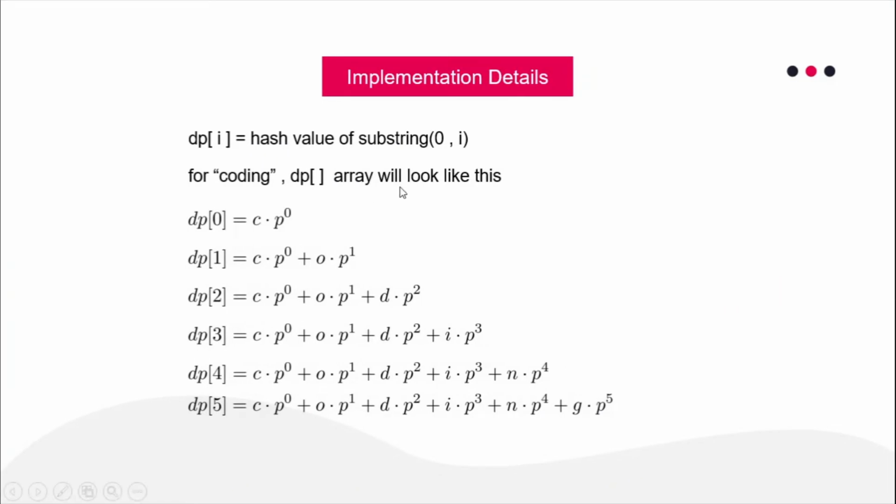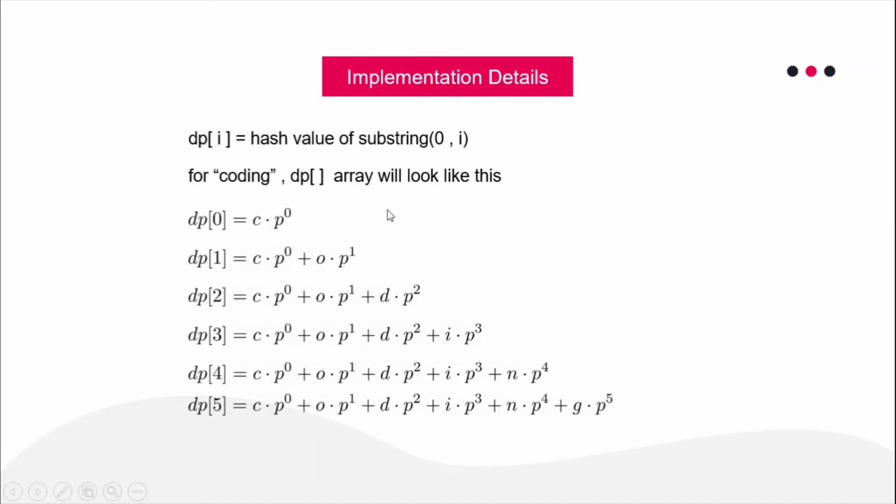So I'll be having a dp array. dp of i would store the hash value of the substring from 0 to index i. If I have the string "coding", then the dp array would look something like this. dp of 0 would store the value c times p raised to power 0. dp of 1 would store the hash value of the substring from 0 to 1. You see, the hash value of substring 0 to 1 is only "co", and that is why in dp of 1 I am storing the hash value of "co". Similarly for the rest of them.